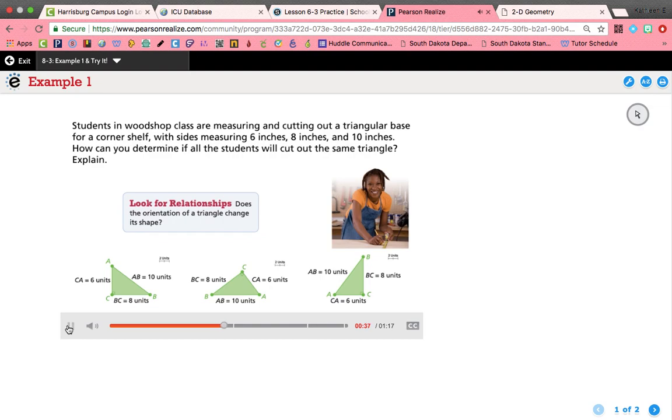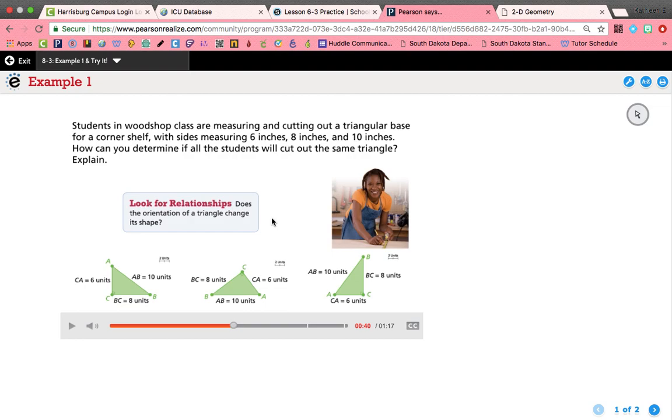Let's see if we can find a relationship between the triangles. Does the orientation of a triangle change its shape? All right, so the first thing it wants to say is if we look at this triangle here, this is where my mouse is circling. That triangle has sides of 6, 8, and 10. And then there's this triangle over here, and it has sides of 6, 8, and 10. And then there's this triangle over here, and it has side lengths of 6, 8, and 10 as well. What it's asking is, are these all the same triangle? And how do you know?